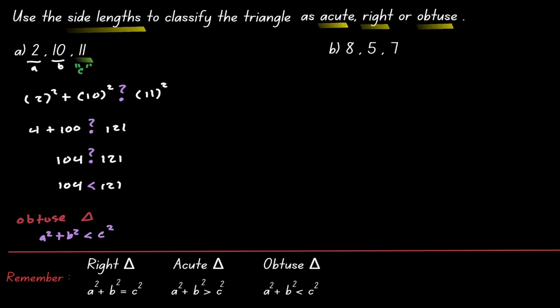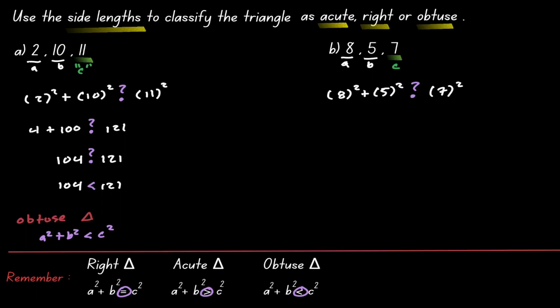Let's start by finding the value of c. c is the greatest value given, which in this case is 7. So let's call that c. And for a and b, the order does not matter. So 8, let's call it a, and 5, let's call it b. And now let's set it up to see if we're going to have an equal sign, a greater than sign, or a less than sign. We're going to have a squared plus b squared. We'll have 8 squared plus 5 squared, which we do not know what the scenario is, so let's put a question mark. And then we'll have 7 squared on the right-hand side.